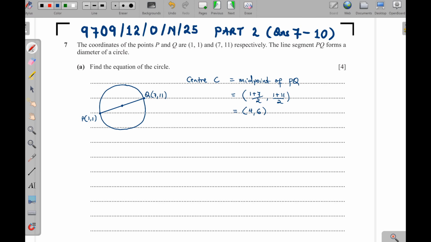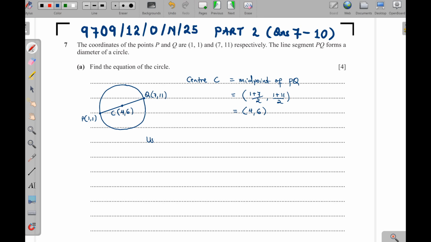Then after that, remember, to find the equation of the circle, we need the center and then the radius. Now, here we are having 4 and 6. That is our center. Now, I can find the radius by maybe using P and Q, then I divide it by 2 because PQ is the diameter. Or I can use C and Q, or P and C, then I find the radius, okay?